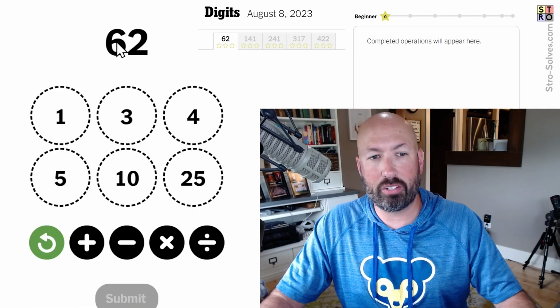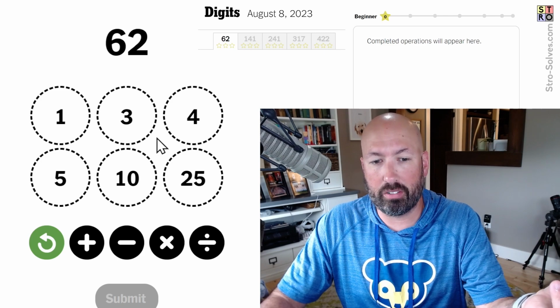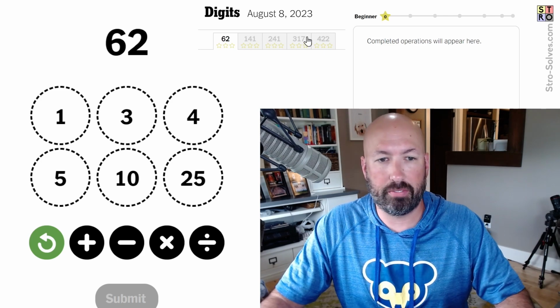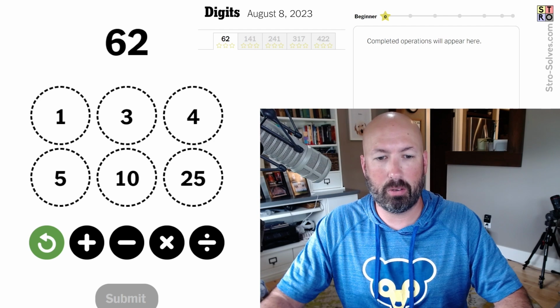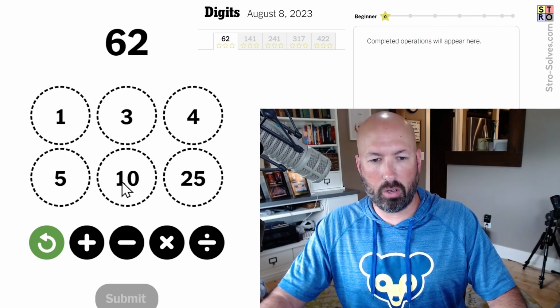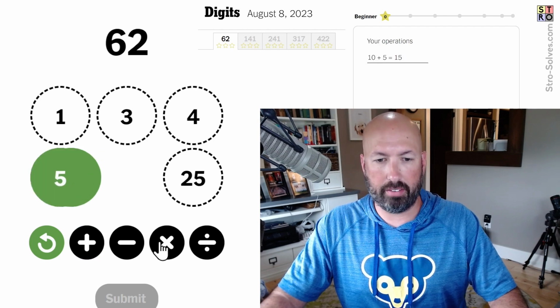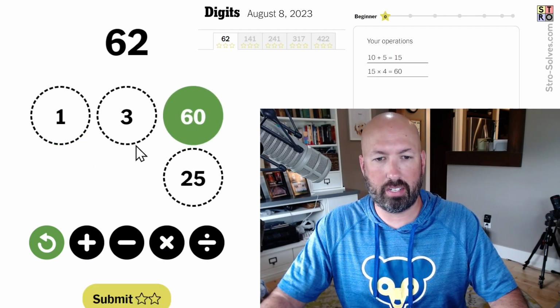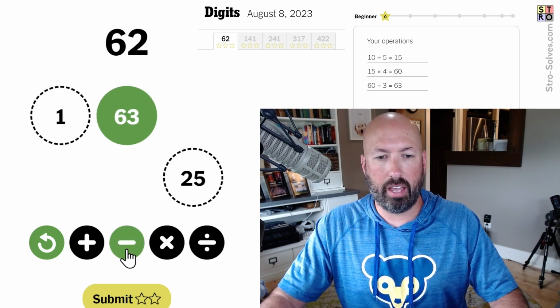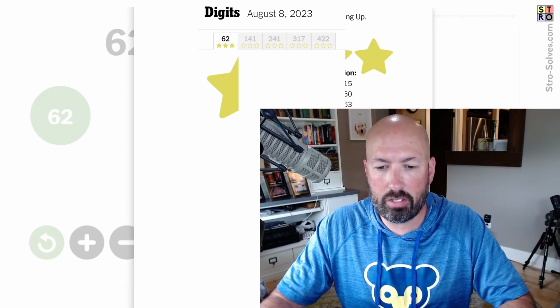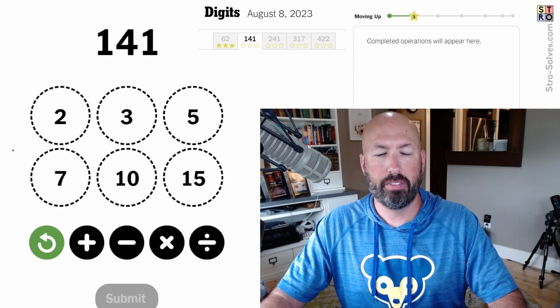All right, so the way this works is there's a number at the top. We use the numbers at the bottom to make that number, and there's going to be five target numbers, and that's about all we need to know. So we can do 10 plus 5 times 4 gets us 60, and then we can add 3 and subtract 1, and that gets us 62. There's probably another way to do that, but that's okay.